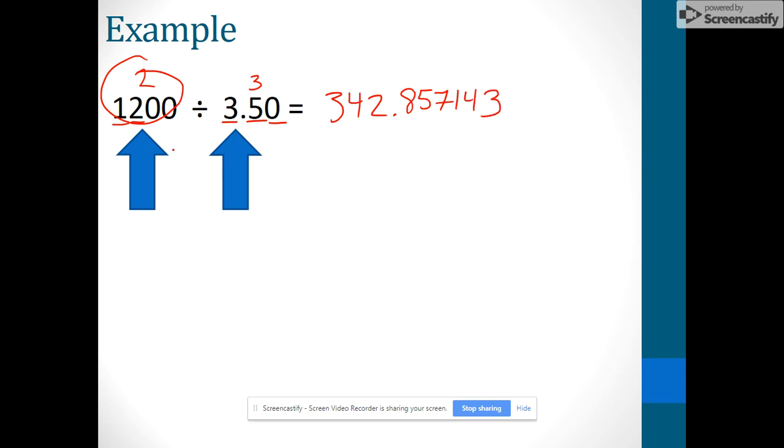342.857143, but when we round, we only want 2 sig figs in our answer. So we are going to round between the 4 and the 2, bring the 3 down. Since it's a 2 after, the 4 stays the same, and we'll put a 0 to hold the spot. So 340 would be the answer according to the sig fig rules.